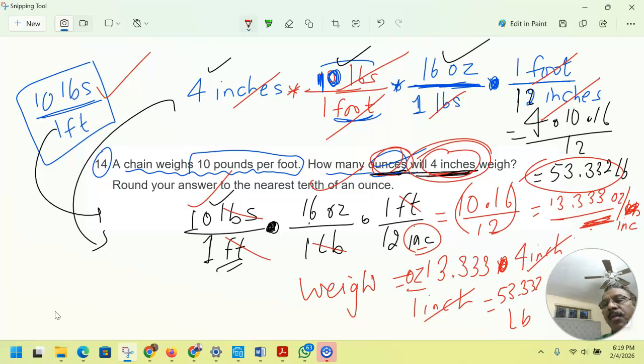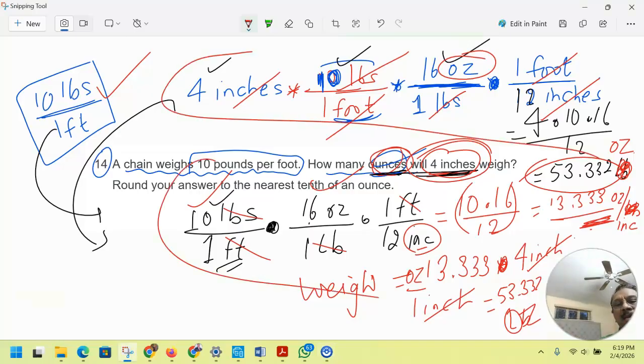Oh, sorry, not pounds. This will be ounces. This one is ounce, OZ. We want the answer. This is what is remaining. So this is OZ. So this is a different approach. This is one way, and this is another way. Both give you the same answer.